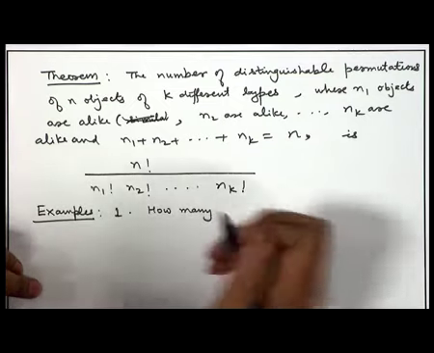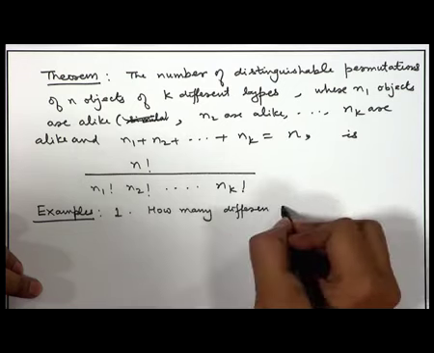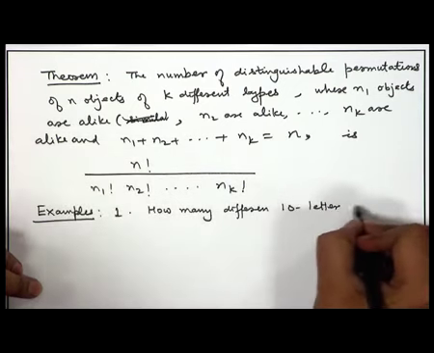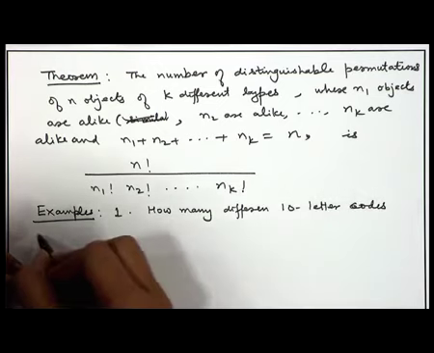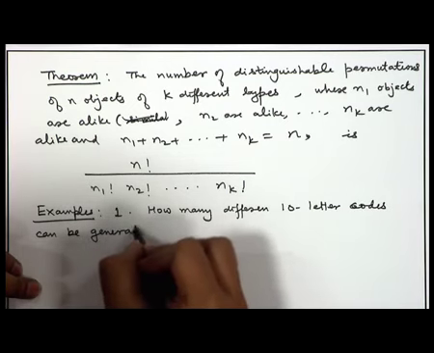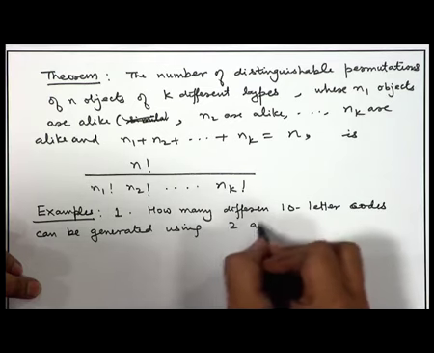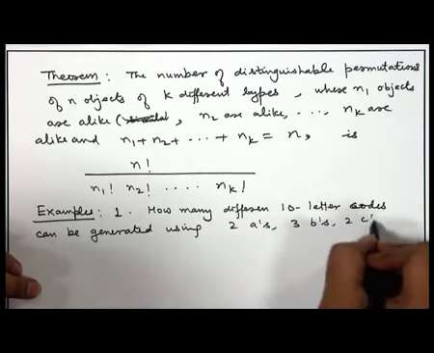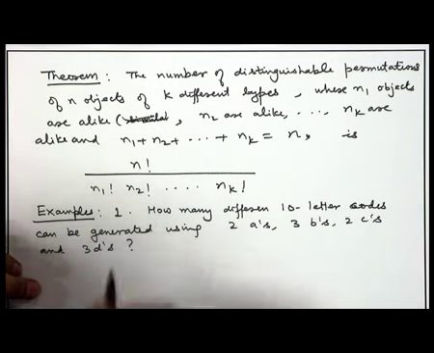How many different ten-letter codes can be generated using 2 A's, 3 B's, 2 C's and 3 D's?